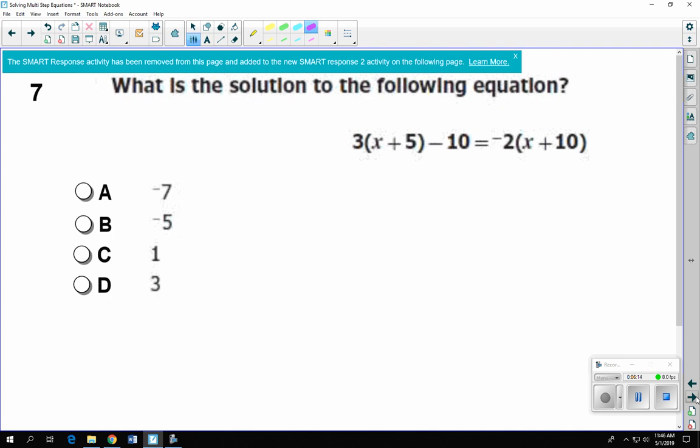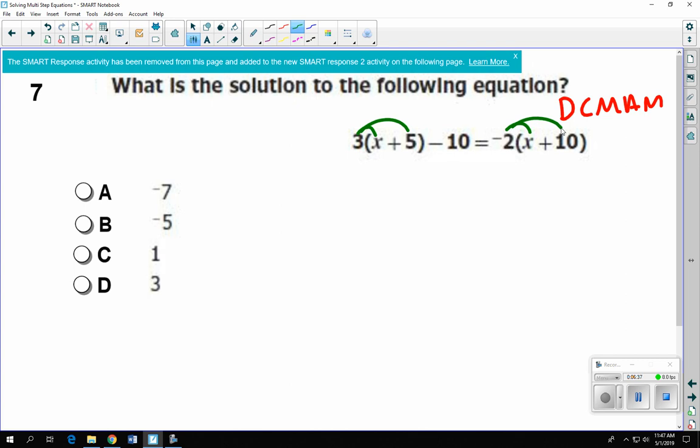Next question, 3 times the quantity x plus 5 minus 10 is equal to negative 2x plus 10. Again, I'm using that DC MAM to help me solve the equation. First step, I want to distribute. Distribute the 3 to the x plus 5. I am not distributing it to the negative 10 because it is not underneath the parentheses.